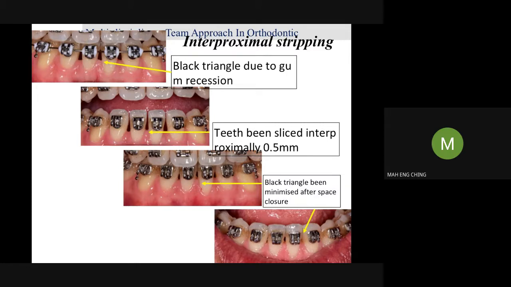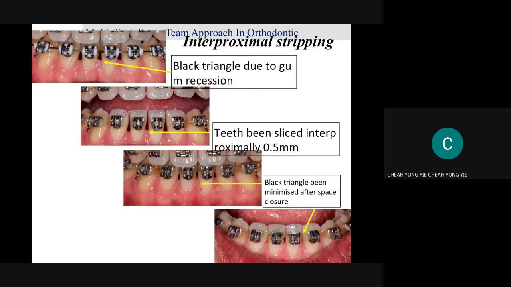Because you shift the contact point. You see on this first picture, the contact point is a bit higher, isn't it? This is the contact point. So when you cut the two, you bring it a bit closer. You're actually shifting the contact point a bit more gingival. So when the contact point goes a bit lower, then the gum can go up a bit higher. Yep. I hope that makes sense. Any more questions?